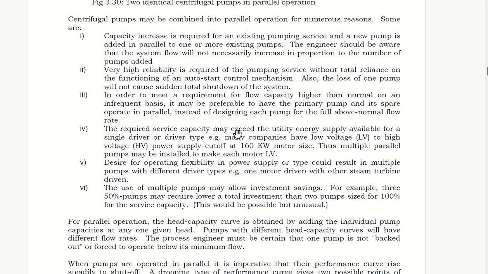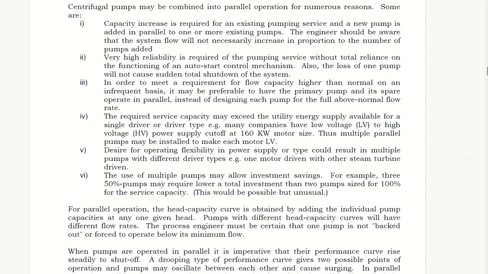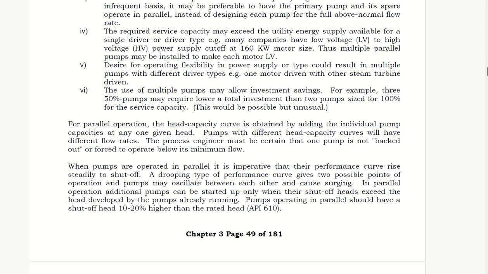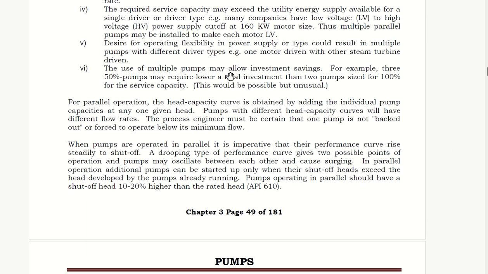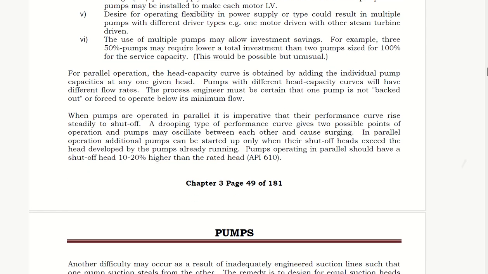The required service capacity may exceed the energy supply available for a single driver or driver type. Many companies have a low voltage or high voltage power supply cutoff at 160 kilowatt on the motor side. So multiple parallel pumps may be installed to keep each motor at low voltage. Operation flexibility or the power supply or type may also result in multiple pumps with different driver types. The use of multiple pumps may allow investment savings. For example, three pumps may require lower total investment than two pumps of 100 percent size. So it saves cost.